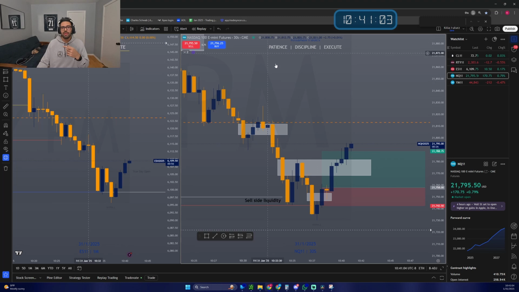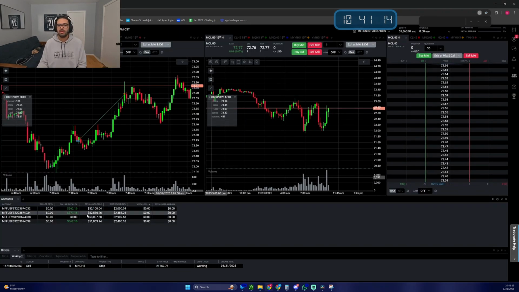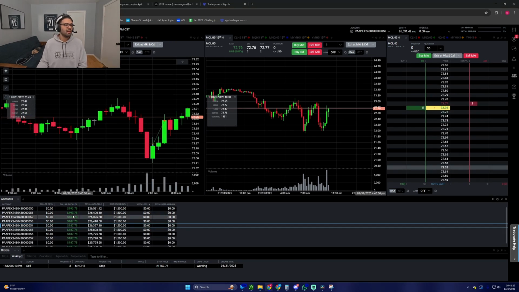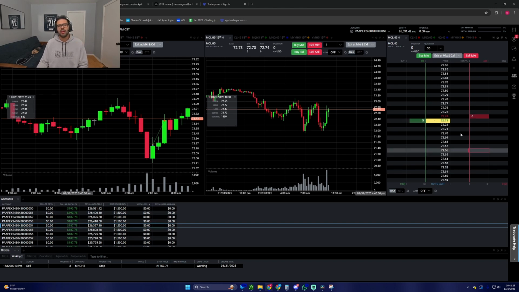Right. This is all three things right here on my chart. So we were able to take this plus 2R. We're back green on the day. We're up 2R. Here we go. I'll show you guys the counts. Plus 2R. Here we are on Apex. Again, 2 winners, 2 losers, plus 4R. Right? Here we are. So we'll see.